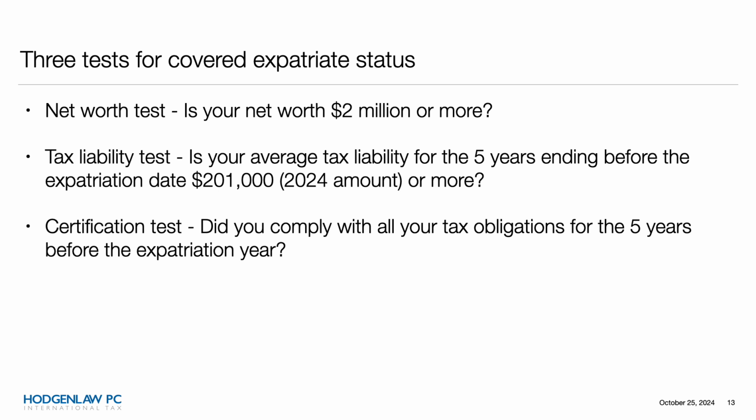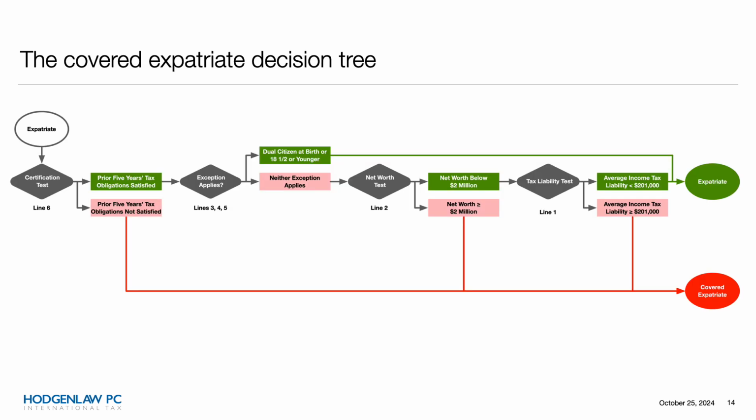And then lastly, the certification test. If you did not comply with all your tax obligations for the 5 years before the expatriation year, then you're a covered expatriate. Here is a handy little flowchart to show how to apply the tests, and there's also some exceptions to the tests as well. So the order that I suggest approaching this in is first looking at the certification test, because there are no exceptions to the certification test. If you fail this test, you're a covered expatriate. So first step when you're planning for expatriation is make sure you meet the certification test.